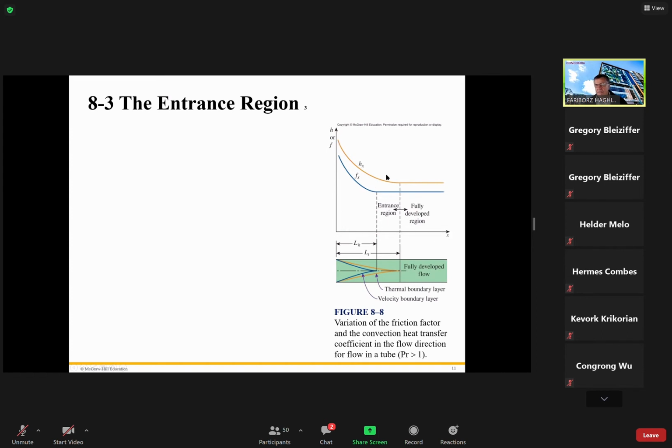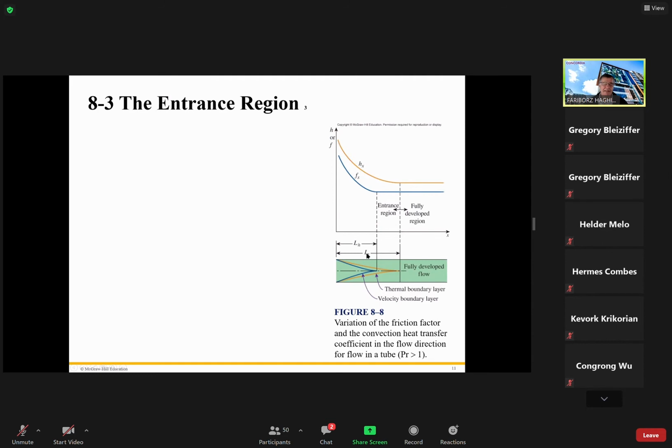This shows the effect of the entrance phenomenon. Until this part, the fluid is not fully developed. After this one is fully developed. As I mentioned, because of the Prandtl number that we saw before, and we will see it again, the velocity profile will develop faster, and then the temperature. Again, that depends on the Prandtl number.